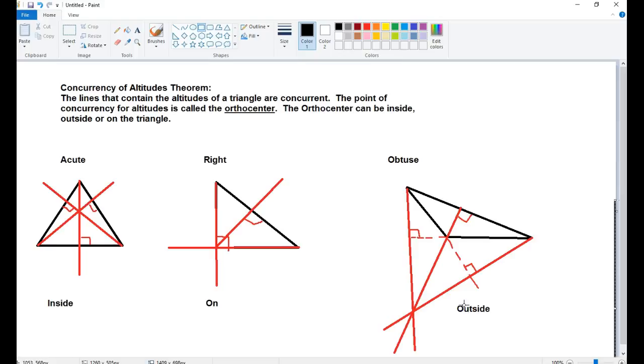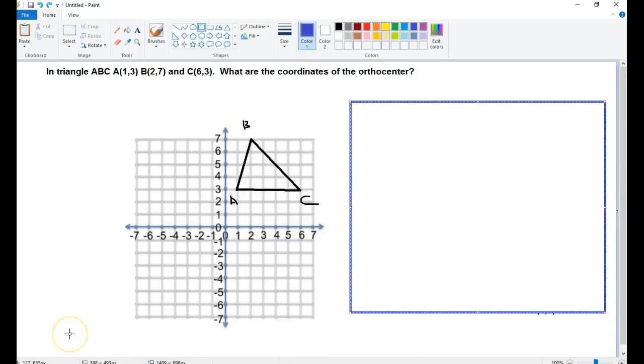All right, we're going to do one example of these things, and then I'm going to give you a list of all the different ones that we've had before. Okay, so in this example, we're given triangle ABC. A is (1, 3), B is (2, 7), and C is (6, 3). They want to know the coordinates of the orthocenter.